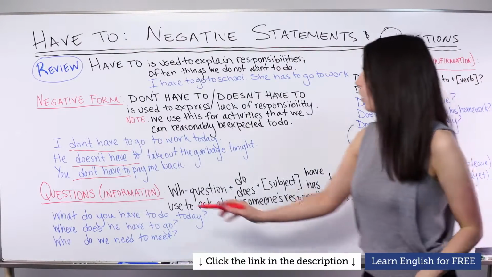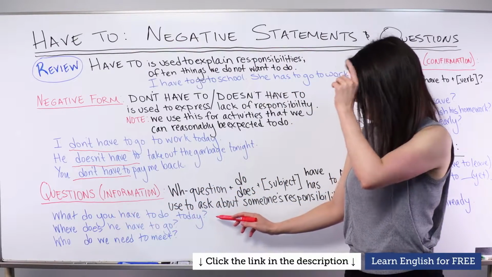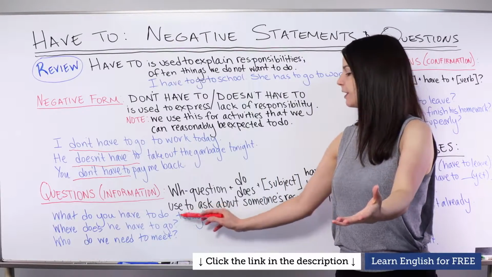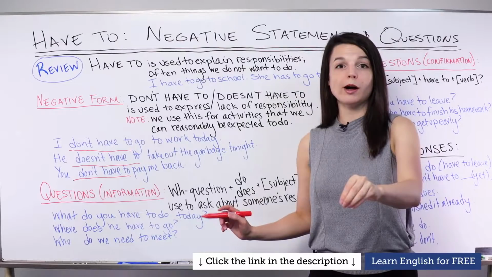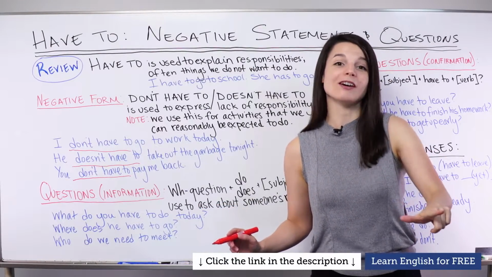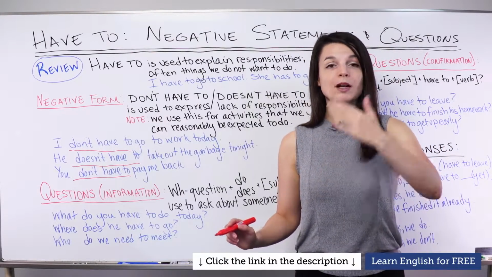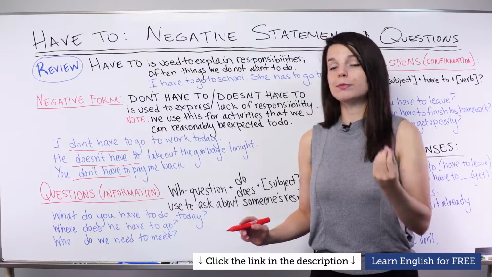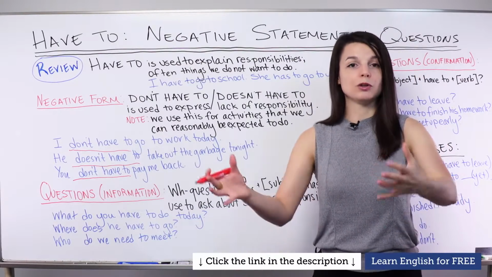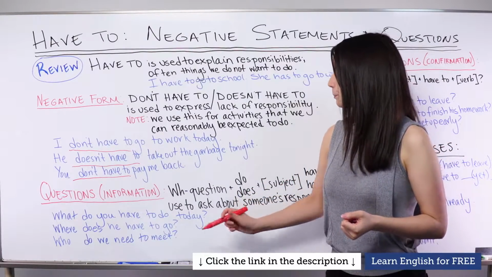First one, what do you have to do today? This is a question about the other person's responsibilities on this day only. What do you have to do today? I have to go to work. I have to go to the post office. I have to pick up my son from school, for example. Those are the person's responsibilities for that day. What do you have to do today? You're looking for information.